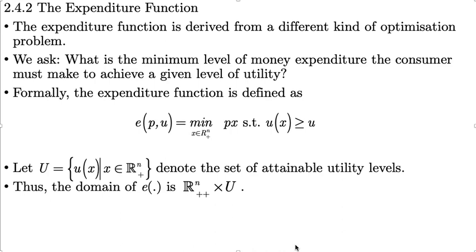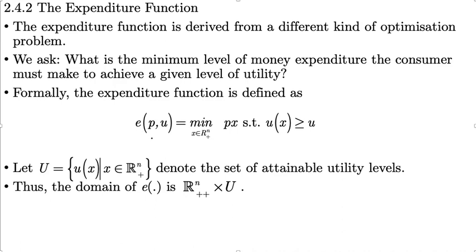Now we move to the expenditure function. So here is a bit different from the direct and indirect utility function. When we talk about the expenditure function, it is derived from a different kind of optimization problem. Why? Because instead of asking what is the maximum level, we ask what is the minimum level of money expenditure the consumer must make to achieve a given level of utility.